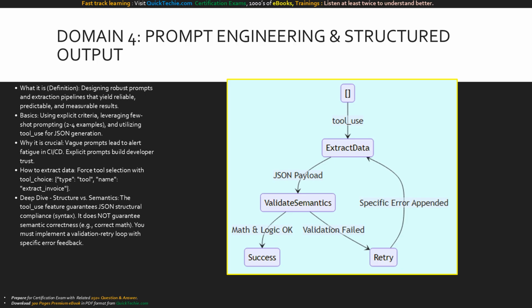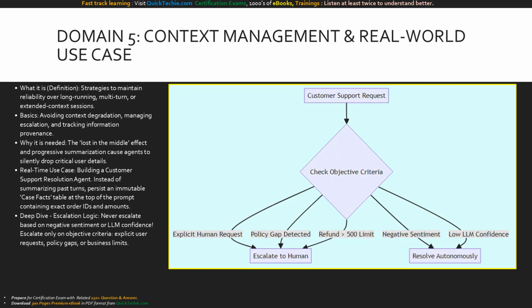But if the business logic fails, we enter the retry state. Crucially, we don't just ask Claude to try again. We append the specific, detailed error back into the prompt and loop back to extract data, allowing the model to self-correct based on exact feedback. In our final domain, context management and reliability, we tackle how to keep agents sane over long interactions.